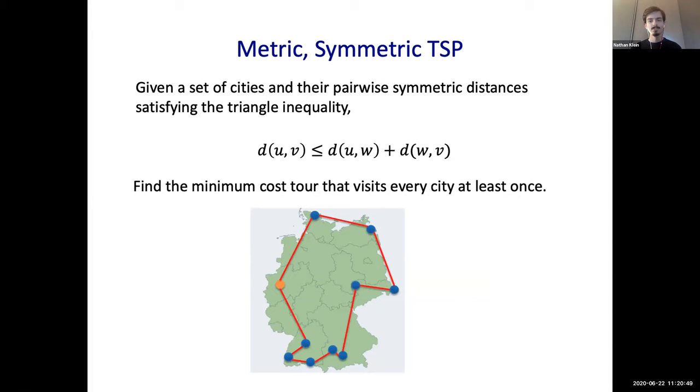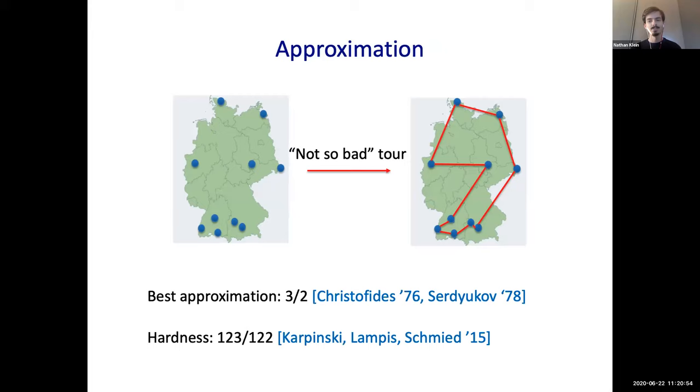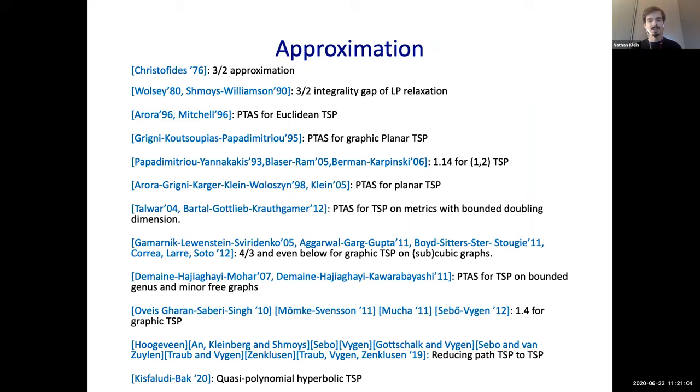Our goal here is to approximate TSP. Currently the best known approximation algorithm has a ratio of 3/2 and is from Christofides in 1976. Since then, there's been a lot of exciting work on approximating metric TSP and related problems. However, since this 3/2 approximation, there's been no improvement in the general case. So a major open question remains: can we beat this 3/2?